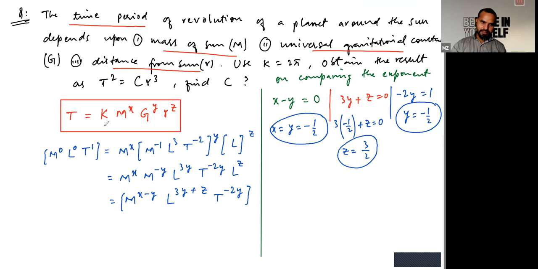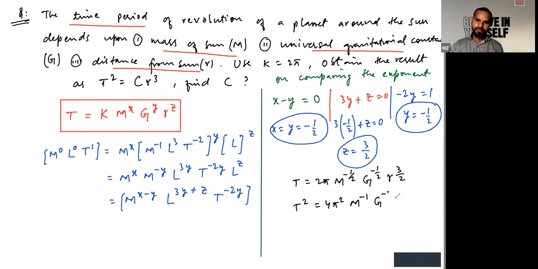Now put these values in this first equation. You will get T is equal to k, which is 2 pi, m raised to x, which is minus 1, g raised to y, which is minus 1, and r raised to z, which is 3 by 2. Taking squaring on both sides, it will be T square is equal to 4 pi square m raised to minus 1, g raised to minus 1, and r raised to 3. The terms containing negative exponents would move to the denominator. So you will get 4 pi square divided by g times m times r cube is equal to T squared.